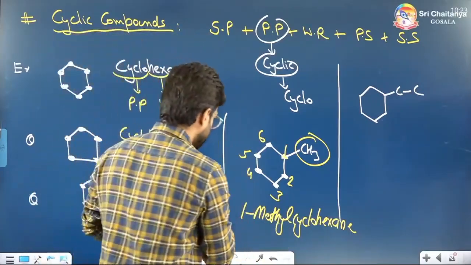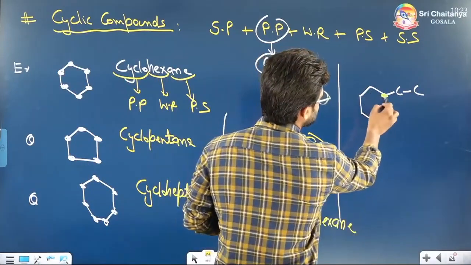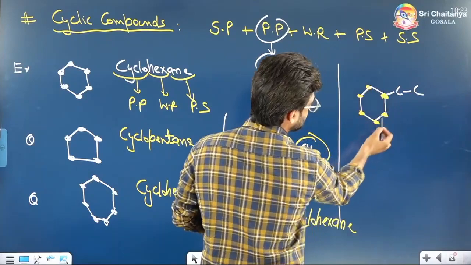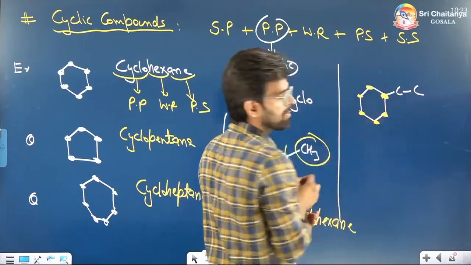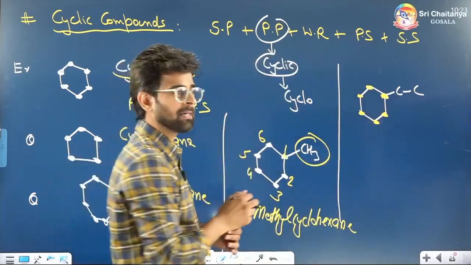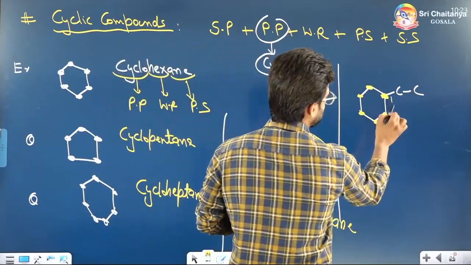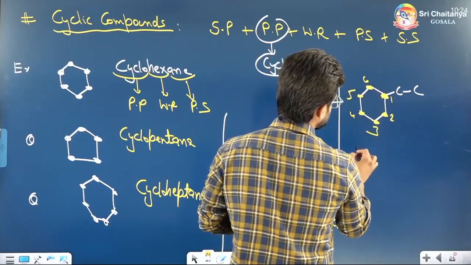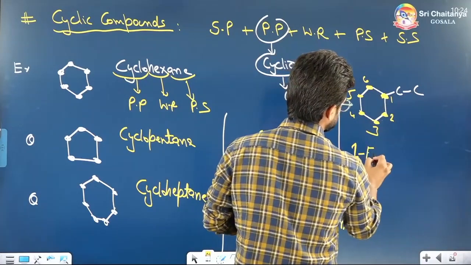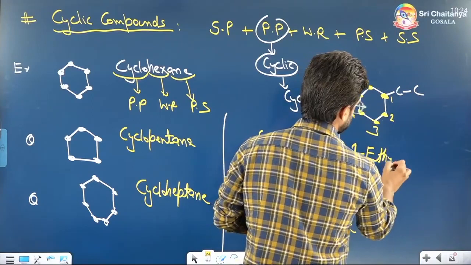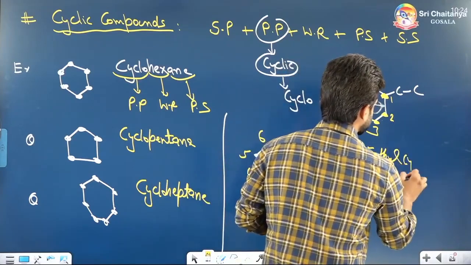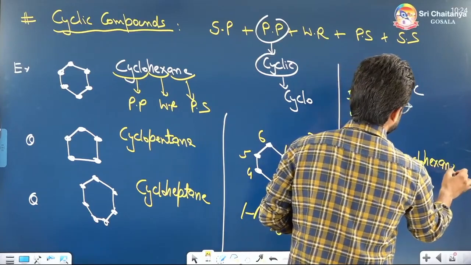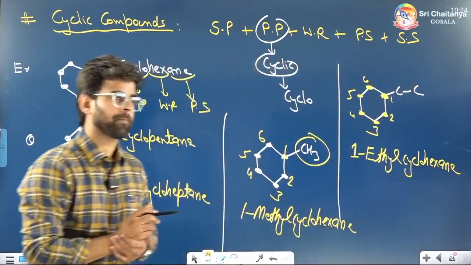Very good. Again, this is my main chain. The cyclic chain is bigger, right? The cyclic chain has 6 carbons. The side chain only has how many carbons? 2 carbons, right? Now, I will start from here. 1, 2, 3, 4, 5, 6. So 1 ethyl. Very good. 1 ethyl cyclohexane.